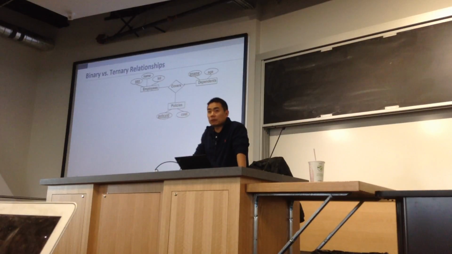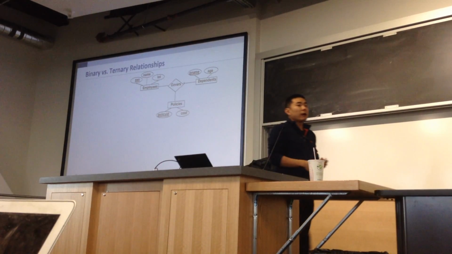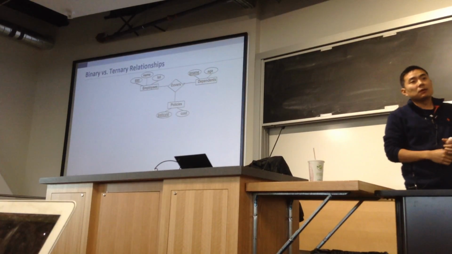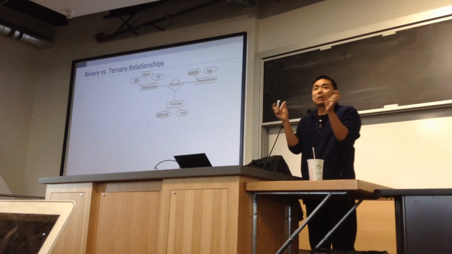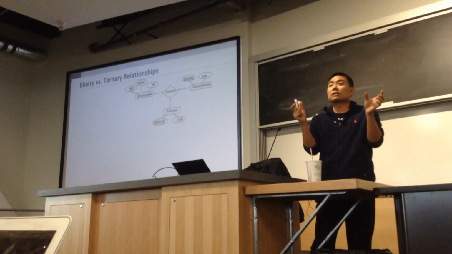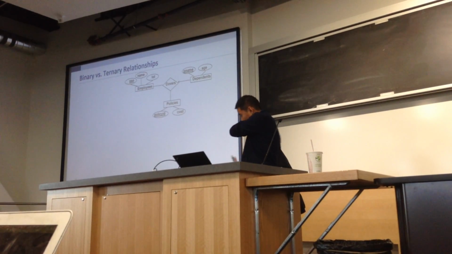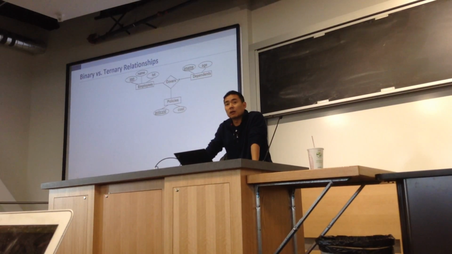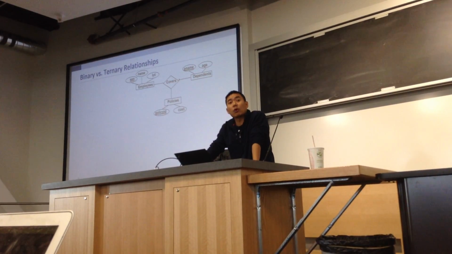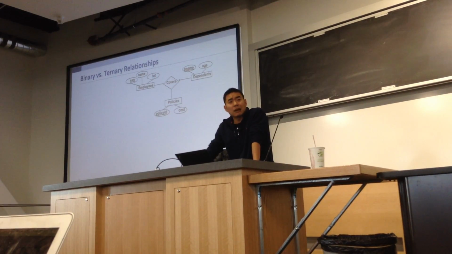Next, we're going to talk about binary versus ternary relationships. So far, we have focused on what we call binary relationships. Binary relationships are those that connect two entity sets. But there are cases where we need relationships that connect more than two entity sets. Let me give you a concrete example to demonstrate when it is needed.